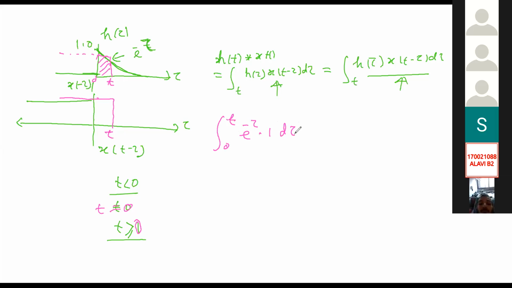Then what is the value? This is equal to minus e to the power minus tau from tau equal to 0 to t. So this is simply equal to 1 minus e to the power minus t, and you have to put u(t) there because no value is there in less than 0. Is it not the result?